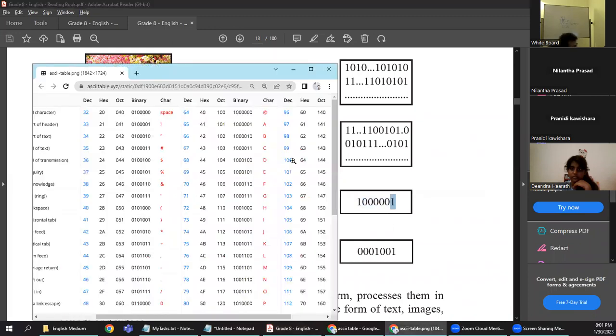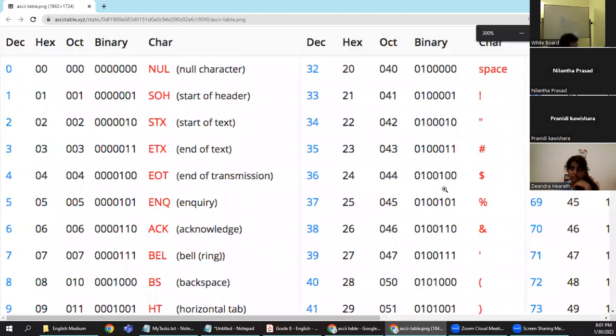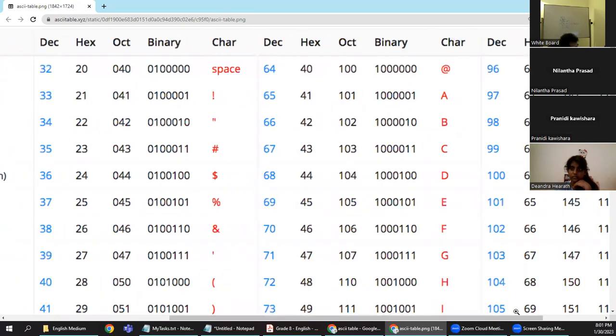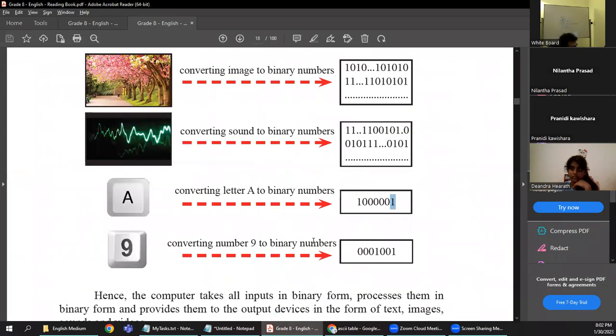So again, if you take letter B, you can see it is again 1, 4 zeros, 1 0. Letter C, 1, 4 zeros, 1 1. So like that, you can see there are different codes for each and every letter. So we have discussed the next one also.